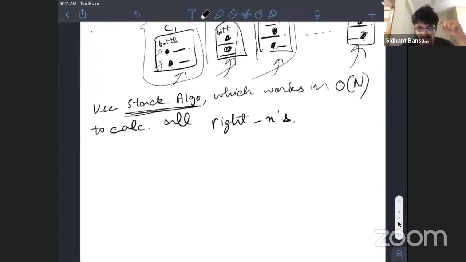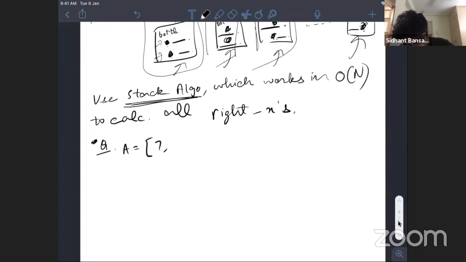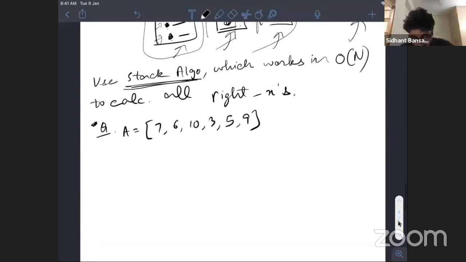So for the stack algo, the idea will be something of this sort. Let's consider a simpler question first to get the idea across. You have an array A, let's say 7, 6, 10, 3, 5, 9. For each element, try to find the right element which is immediately smaller than it. So your right x array should look like this.